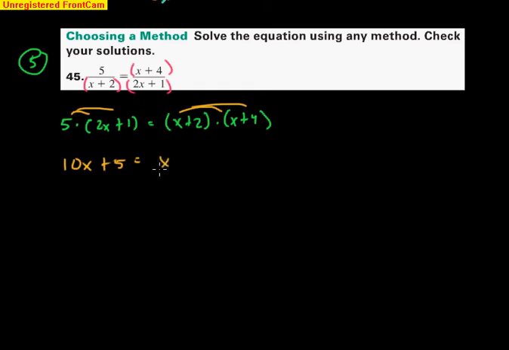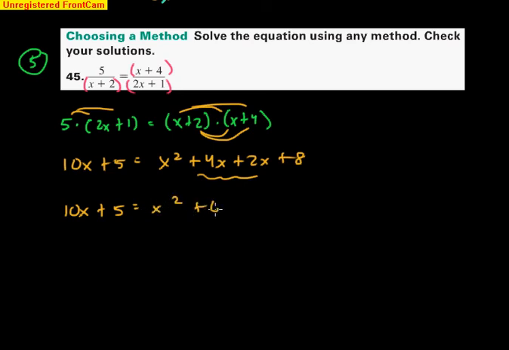Make the x go to the x, which is x squared, and the x go to the 4, which is 4x. Then make the 2 go to the x and the 4. 2 times x is 2x. 2 times 4 is 8. Now, I will simplify this right side by combining the x terms. So we have 10x plus 5 equals x squared plus 6x plus 8.